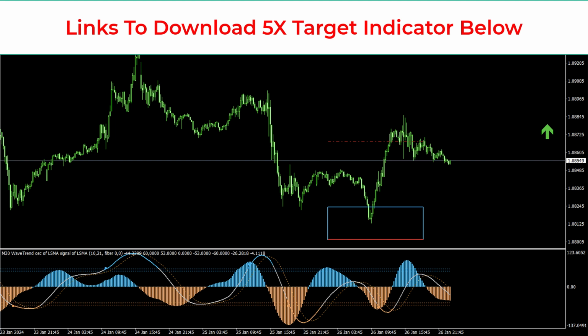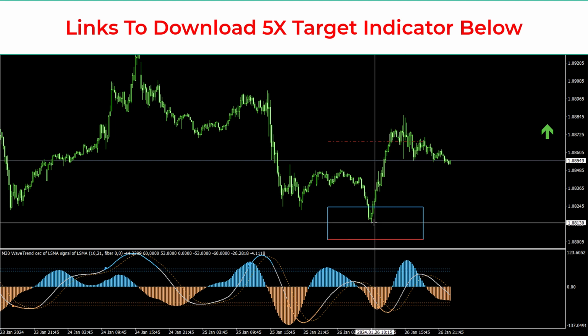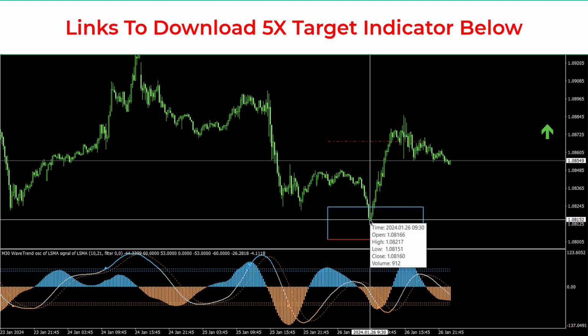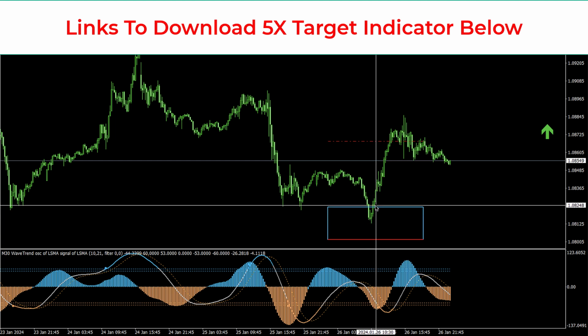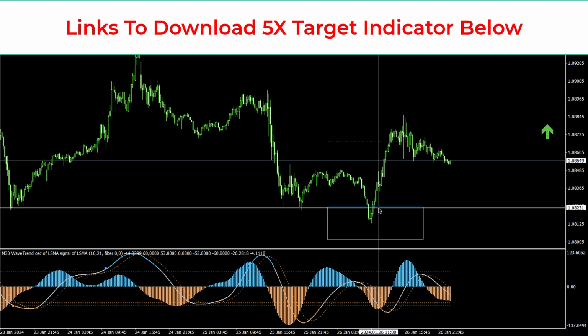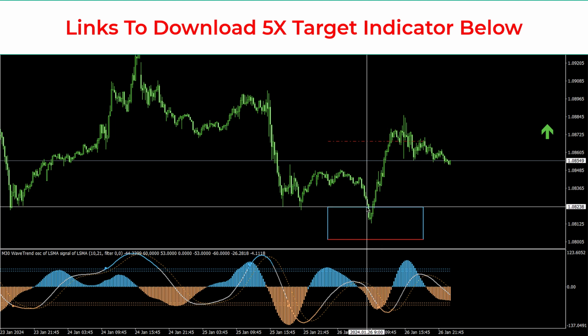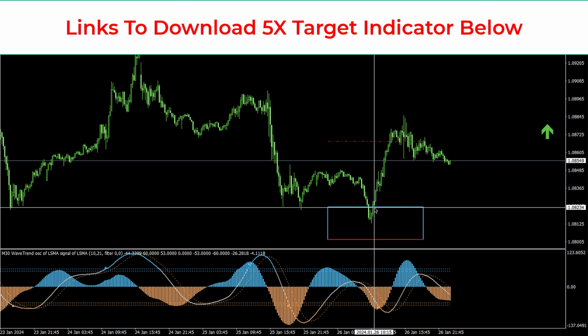So usually what I like to see is this: coming into the box, closing inside the box, and then the first candle that closes above the box, if it's near like this one, then I will just buy, or wait for a retest of the box and buy, or I can just buy going into the box. So it's up to you how you want to confirm your entry.